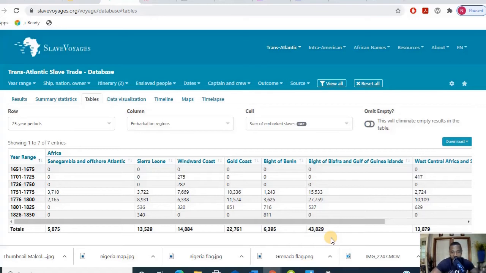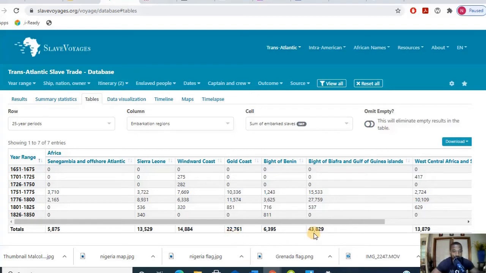But then if you look at the second most numerous, what do you see? 22,761. Where are they from? The Gold Coast. The Gold Coast is Ghana, or the Akan people: the Ashanti, the Fanti, the Akwamu, the Wasa, the Denkyira. That's that group. So this kind of falls in line with some of what my family was saying.